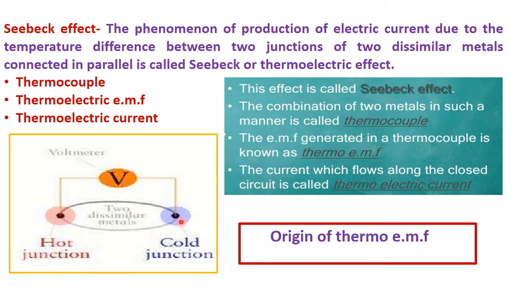Alright, when we maintain or create a variation in the temperature of these two junctions, there is a development of an EMF across the junctions, which results in the production of electric current. And this is how the origin of this EMF takes place.